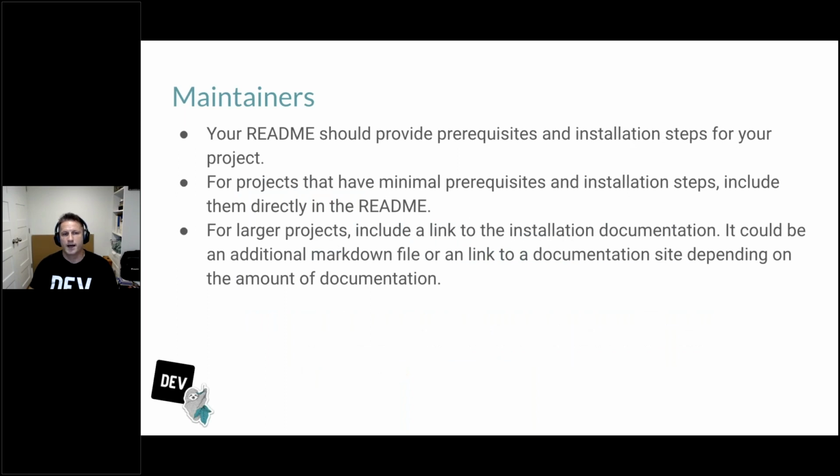Your README should provide prerequisites and installation steps for your project. For projects that have minimal prerequisites and installation steps, include them directly in the README. For larger projects, include a link to the installation documentation. It could be an additional markdown file or a link to a documentation site depending on the amount of documentation.